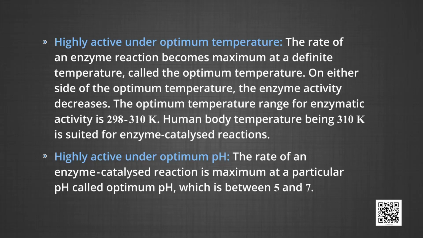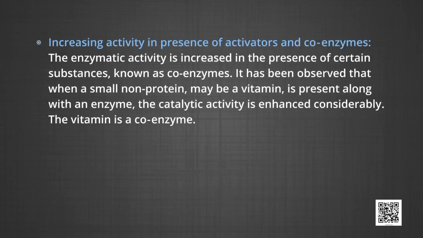5 and 7. Number 5, increasing activity in presence of activators and coenzymes. The enzymatic activity is increased in presence of certain substances known as coenzymes. It has been observed that when a small non-protein, maybe a vitamin, is present along with an enzyme, the catalytic activity is enhanced considerably. Thus, the vitamin is a coenzyme.